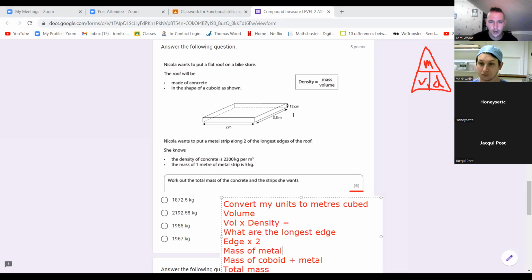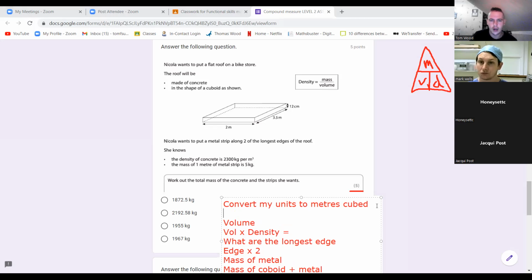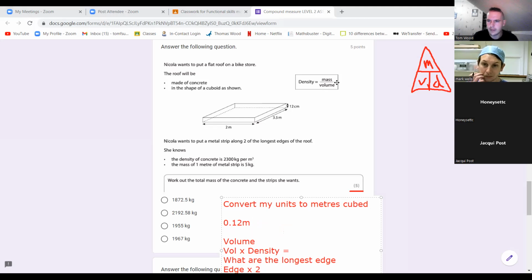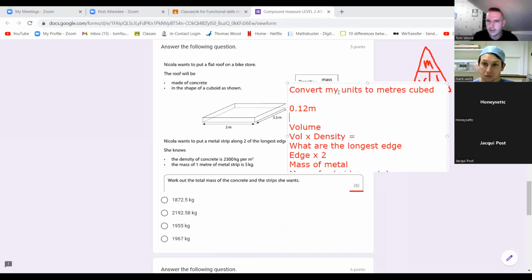So first of all, I've got to convert these units. I need them all in meters. So my first step is going to be to convert these units here. I've got 2 meters, 3.5 meters, and 12 centimeters. If I've got 12 centimeters, that is the same as 0.12 meters. The reason is there's 100 centimeters in a meter. So that's where that value comes from.